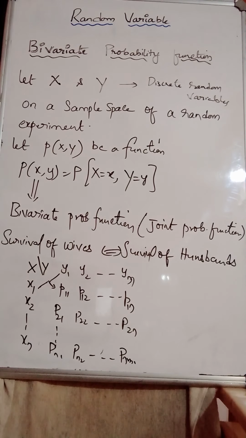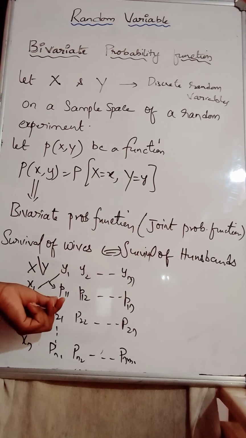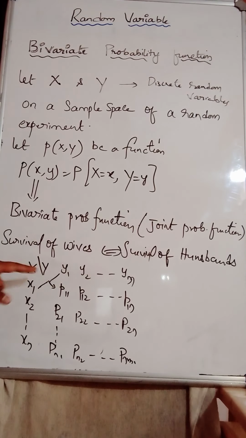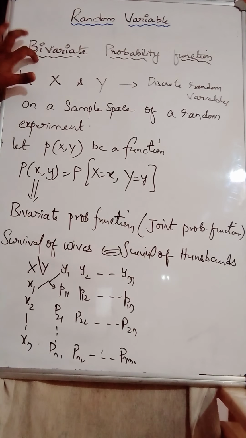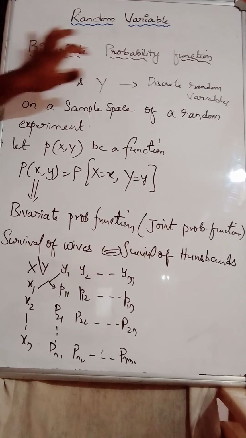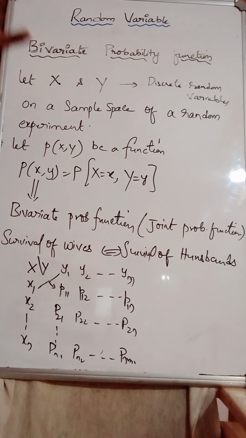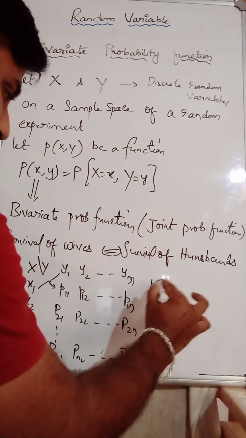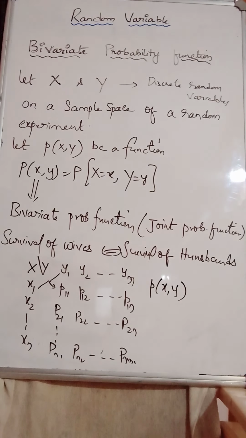So this way the bivariate table can be taken like this, along with corresponding probabilities of both x and y. So this kind of table we call it as a bivariate probability function or bivariate probability distribution here. Do you understand, guys? Now the probability of x, y, we call it as a joint probability function. These are all the joint probability functions.